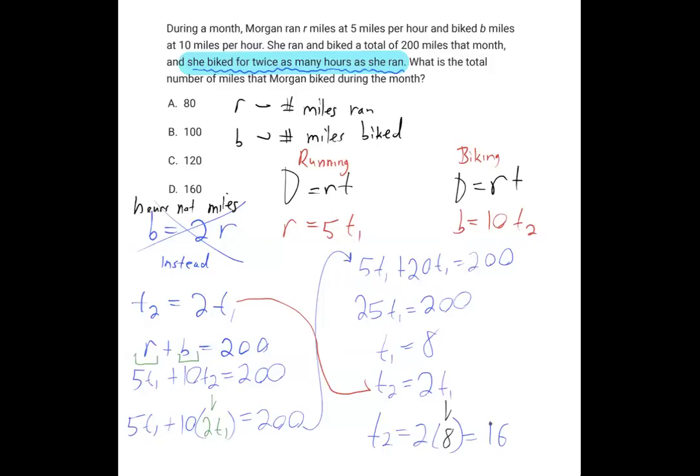So next, we're going to take this equation that we have here, because B is the number of miles biking. And B is 10T2. And we just figured out T2 was 16. So that's 10 times 16, and that's 160. And our answer to this wonderful question is D.